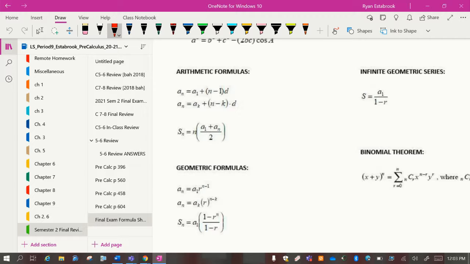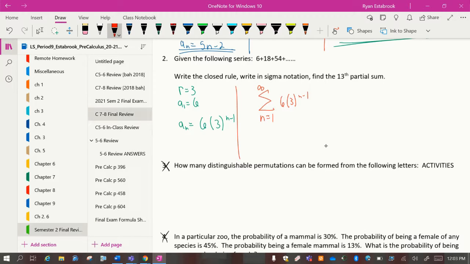Less than 1. That'll make it converge, adding smaller and smaller numbers, and then eventually get closer to an answer. Because this ratio is bigger than 1, this would be an infinite number. Like we couldn't actually find what it's equal to. Instead, the last part says, find the 13th partial sum. So instead of finding the sum of all the terms from 1 to infinity, just find the sum of the first 13.